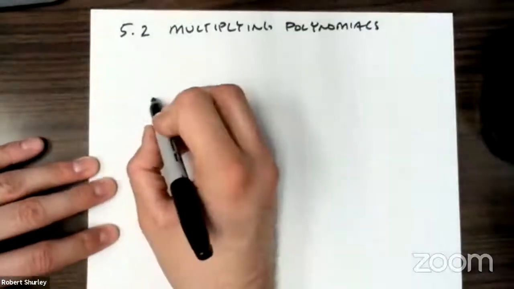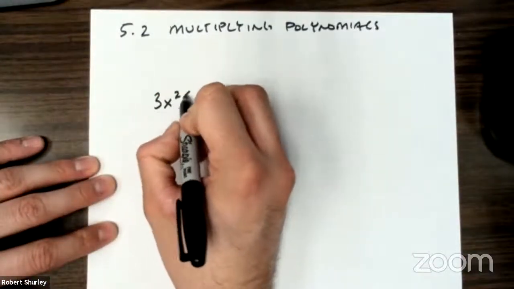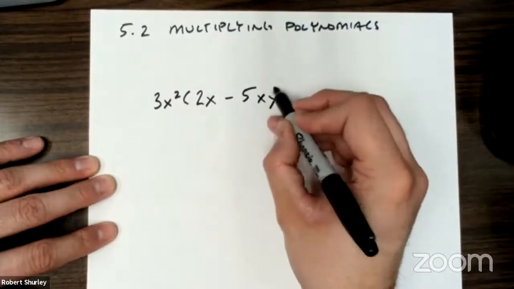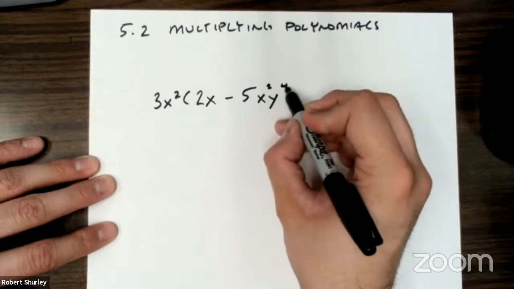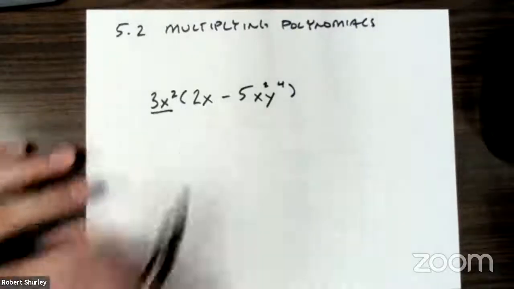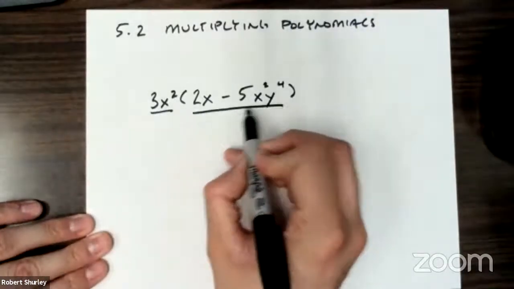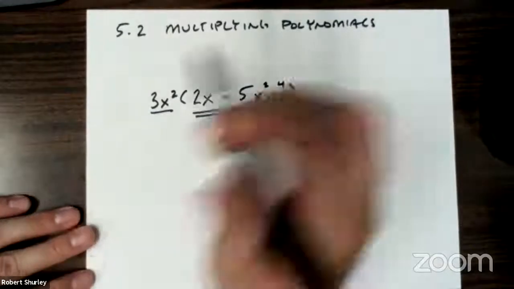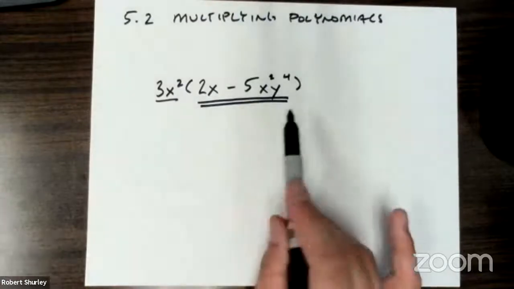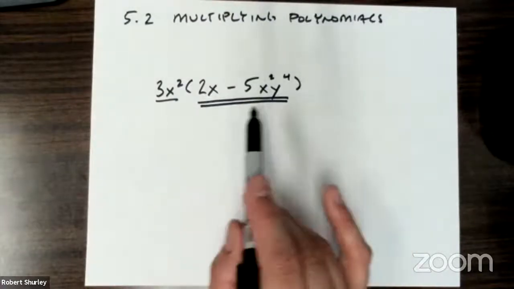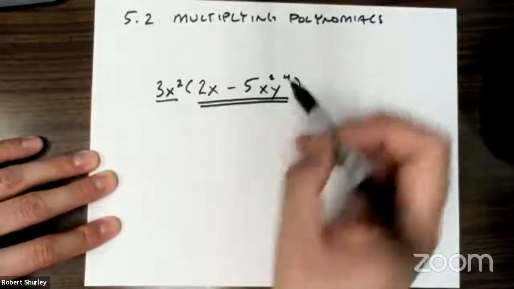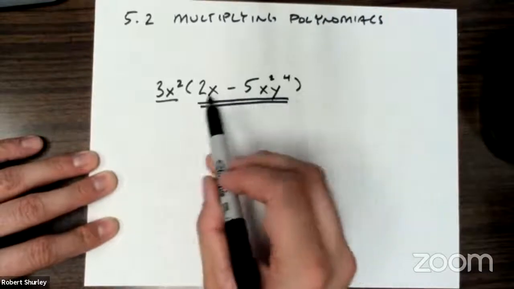So let's say we had something basic like 3x squared times 2x minus 5x squared y to the fourth. Okay, something like this. So we've got this nice monomial right here, a single term, and then we've got the binomial. If we're going to multiply these, and really I'm going to teach this with examples, it's just the easiest way to do it, we're really multiplying single terms or two terms together twice, right? We're going to distribute, because it's parentheses. We can't add these together. They're not like terms, right?